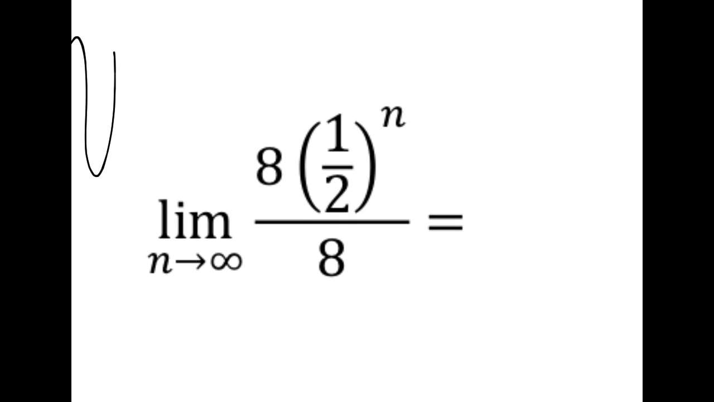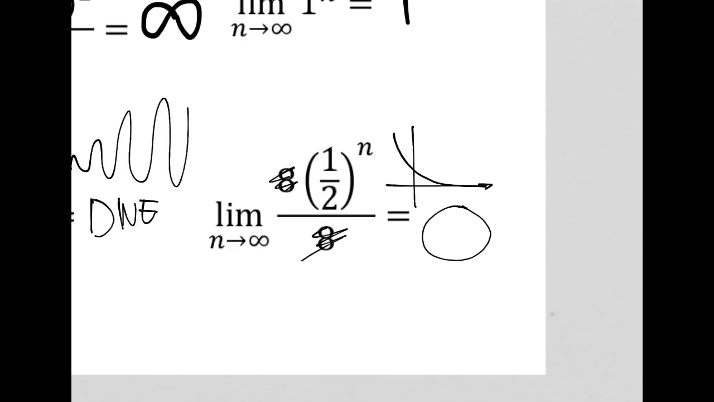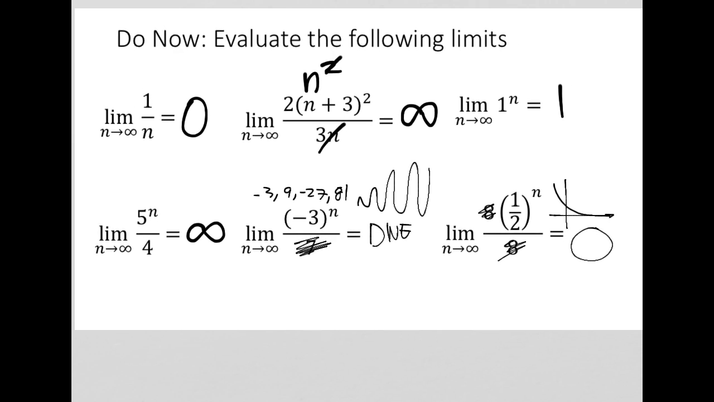And then finally, this last one right here, well, 8 over 8, that's just going to go away. And let's think about this 1/2 to the n. Well, if you're continuing to raise a fraction like that, that is less than 1 and greater than negative 1, to a power, that is going to correspond to this exponential graph, which is going to go to 0. And so this limit is 0. So there are 6 limits right there.